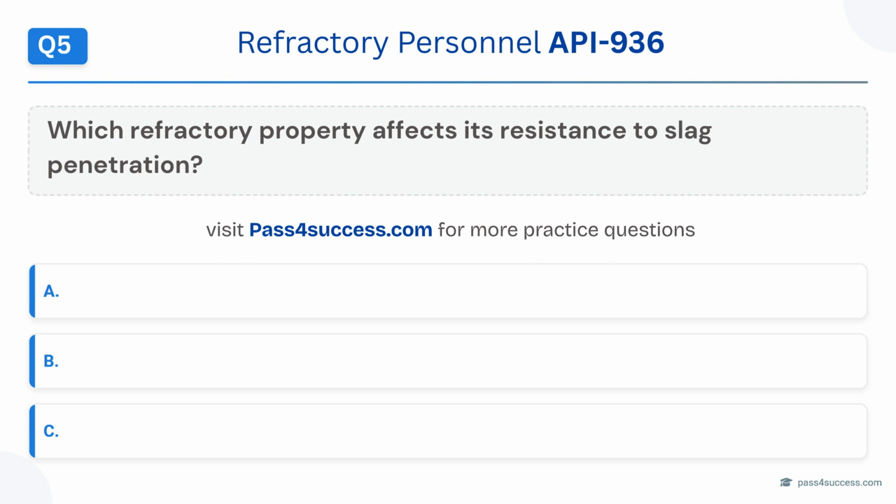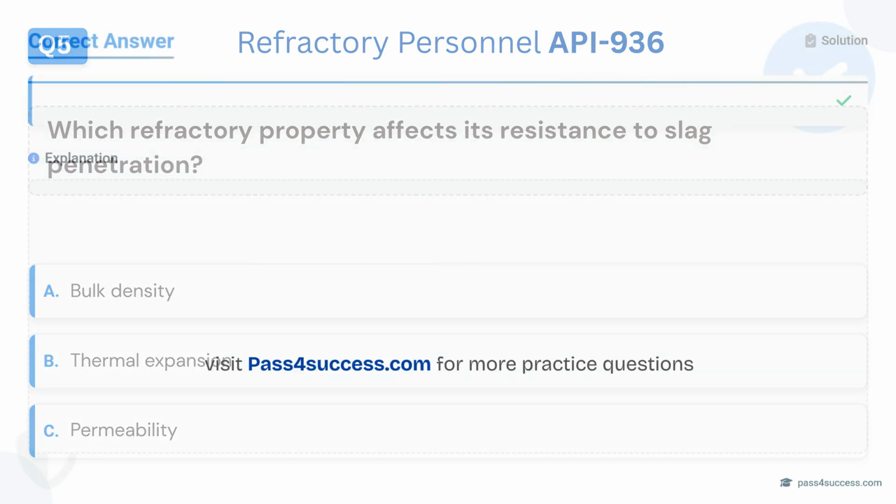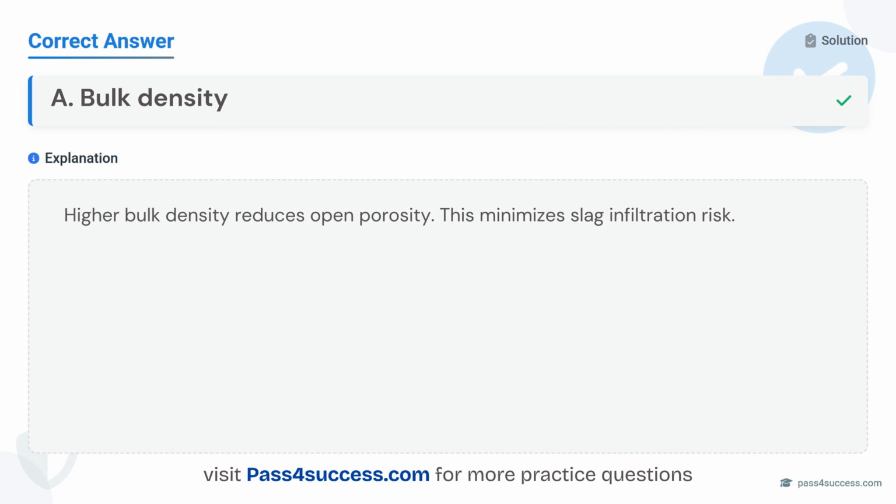Something to think about. Which refractory property affects its resistance to slag penetration? B. Thermal expansion. C. Permeability. Correct answer is A. Bulk density. Higher bulk density reduces open porosity. This minimizes slag infiltration risk.